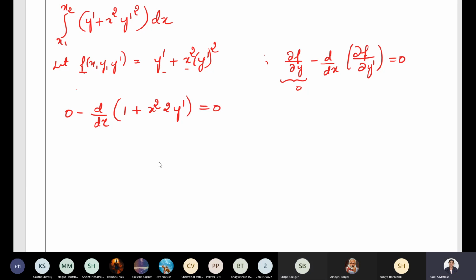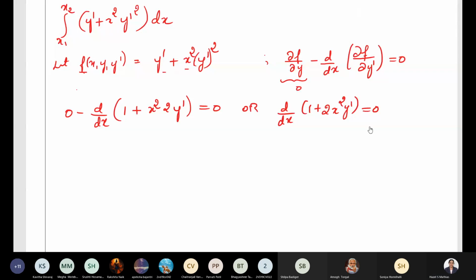Any doubt in this? No, ma'am. Okay. Now, what do we get? This can also be written as d by dx of (1 plus 2x square y dash) equal to 0. This is what we get from applying the necessary condition using Euler's equation.